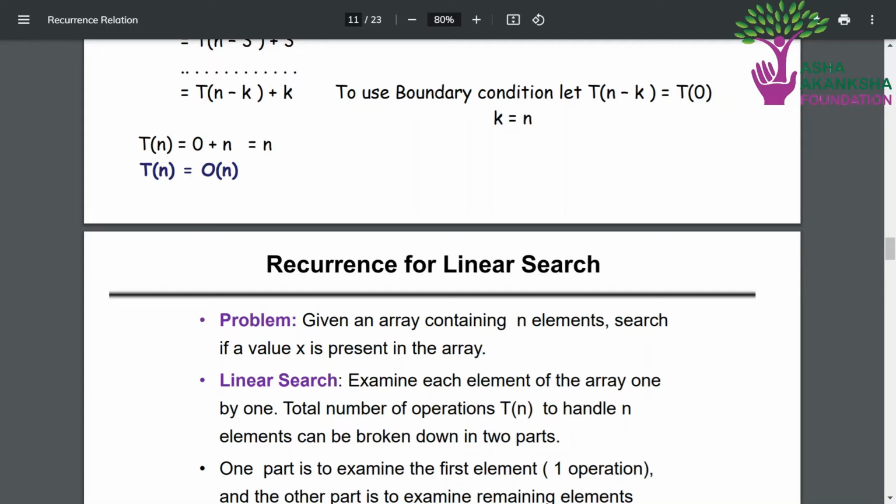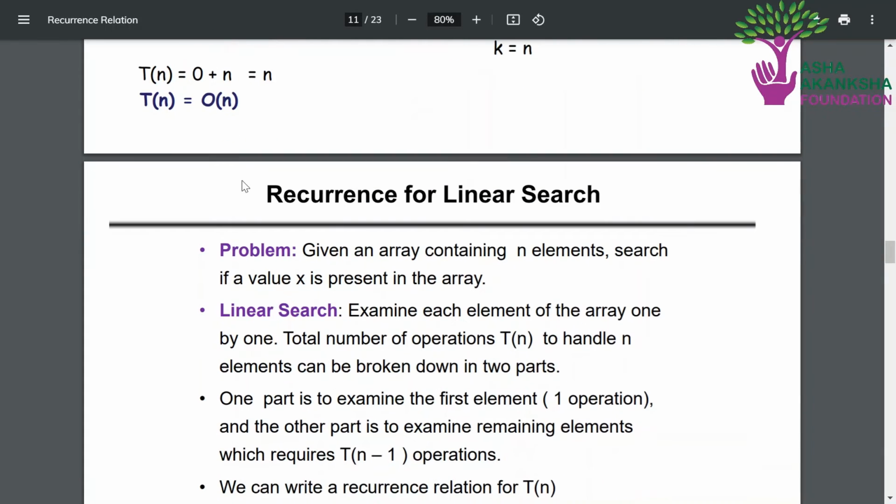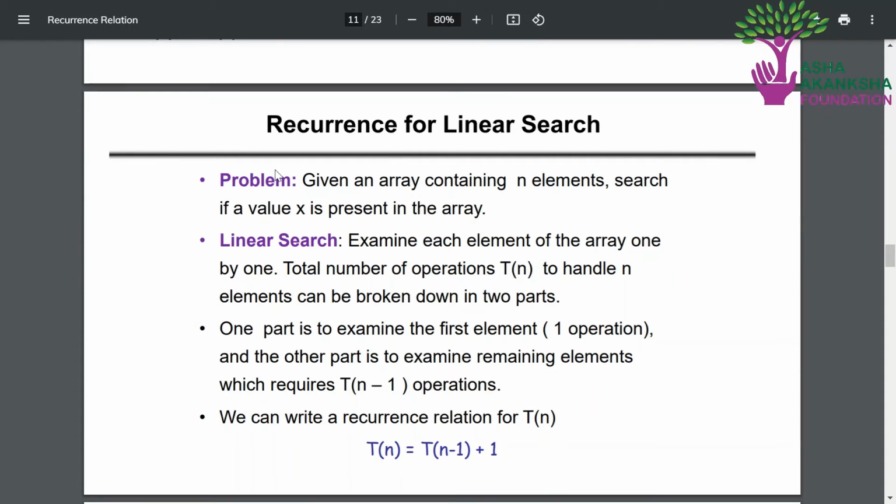So we have now seen the factorial algorithm and derived the recurrence relation for it. Now we will go ahead and see the recurrence relation for linear search. The given problem is that we have an array containing n elements, and we have to search if a value x is present in the array. We will first learn what linear search is. Linear search is simply searching for an element in the array, which is basically order of n. It requires order of n comparisons if we have n elements.